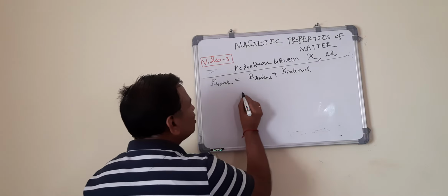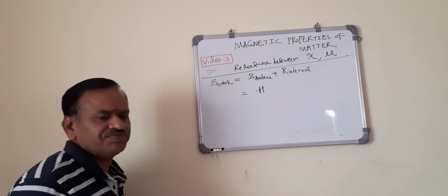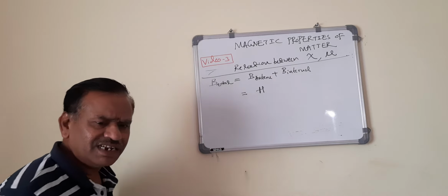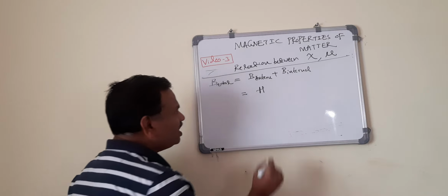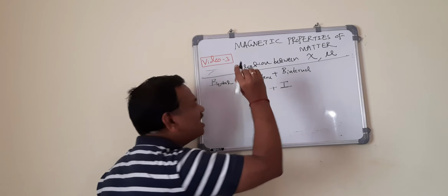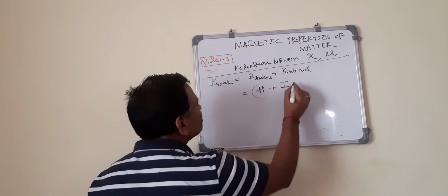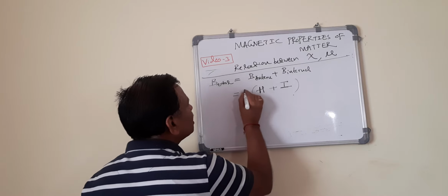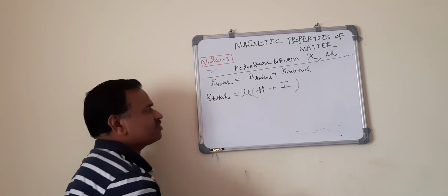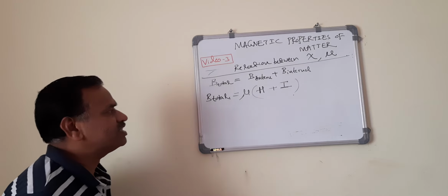What is B external? B external means applied magnetic field, magnetizing field, or I will call it magnetic intensity. B internal is what I will call the intensity of magnetization. This is equal to, I will write here, mu of B total. Mu is the direct proportionality constant and all that.